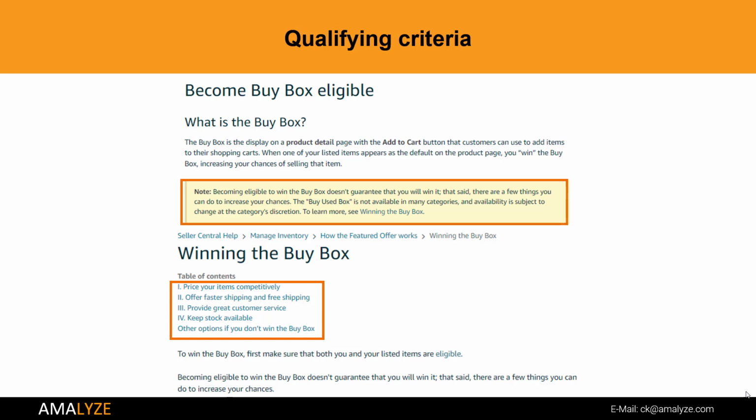Then the buy used box is not available in many categories, and availability is subject to change at the category's direction. To learn more, switch on winning the buy box.